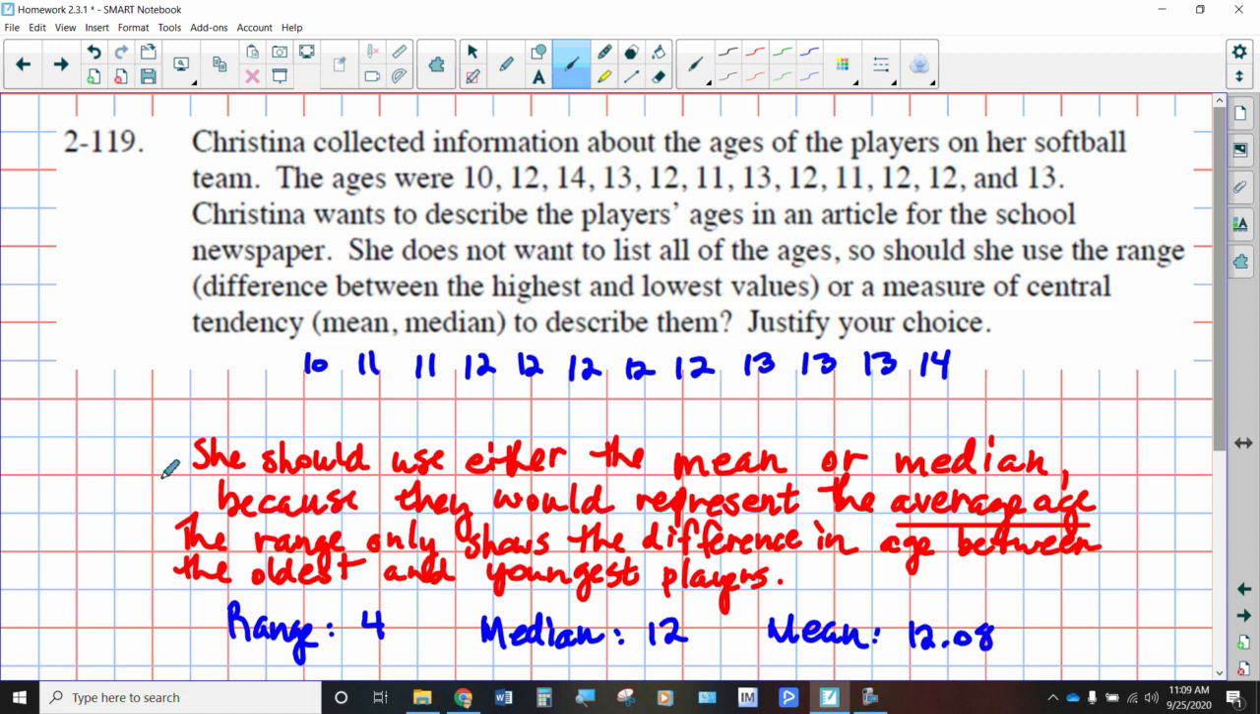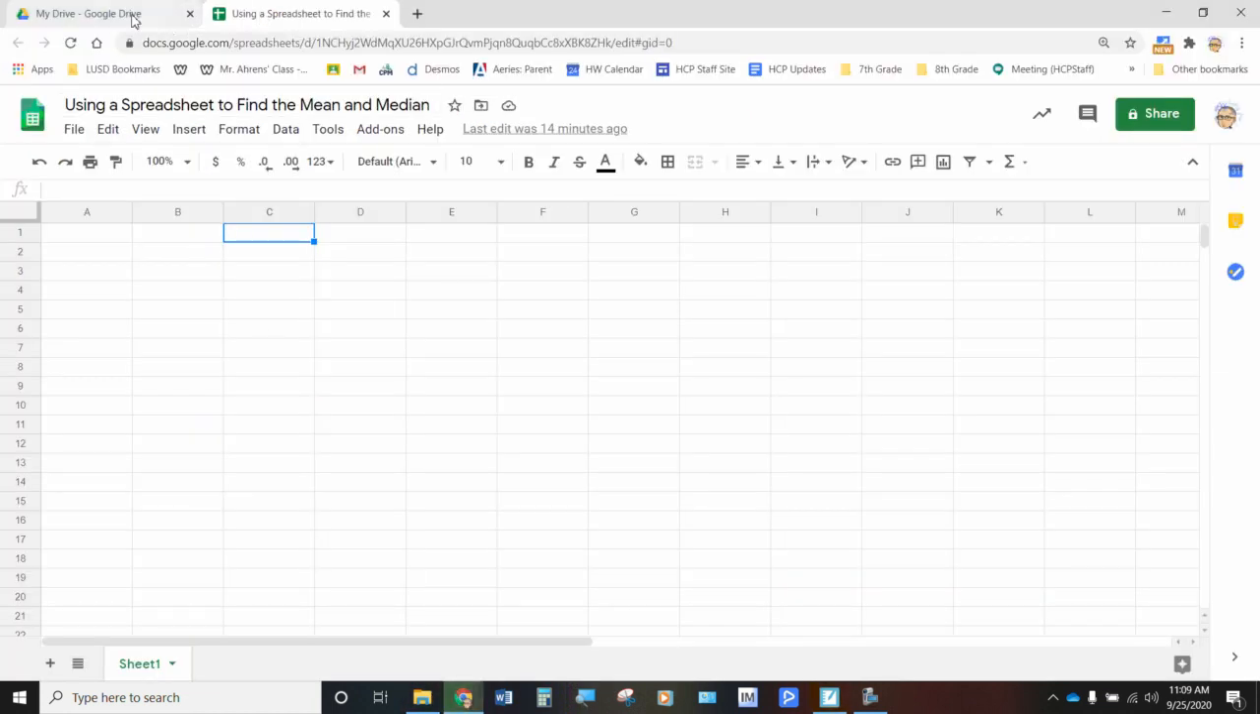All right, I am going to show you something for the very first time that might make your jobs a lot easier. If you've got access to your Chrome account, your Chromebook, or whatever computer you're using, then you should have access to your drive, which allows you to create a spreadsheet.